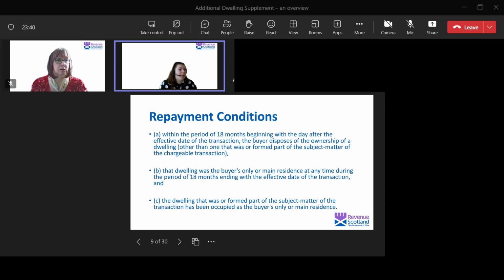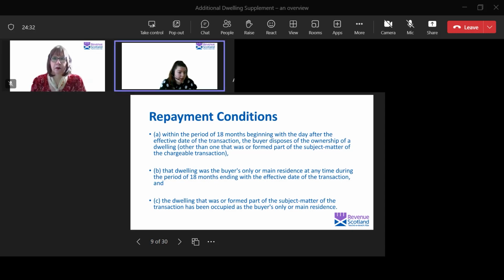So on the screen here are the paragraph 8 repayment conditions. All of these conditions need to be met by the buyer in order for a repayment to be made by Revenue Scotland. So the first one here is that within the period of 18 months, beginning with the day after the effective date of the transaction, the buyer disposes of their ownership of a dwelling. And the bit in brackets here is really important. This will come up again later on, but it's something that we see happen quite commonly, is that it has to be one other than what formed part of the subject matter of the transaction. So in other words, you can't sell the residence that you have bought within the 18-month period and still get the repayment. It has to be the disposal of a different dwelling.